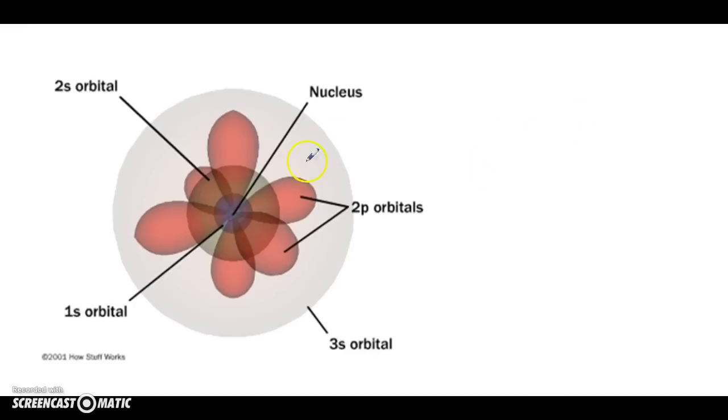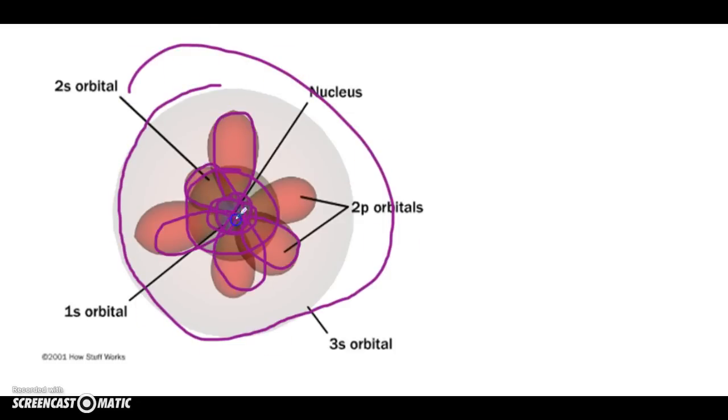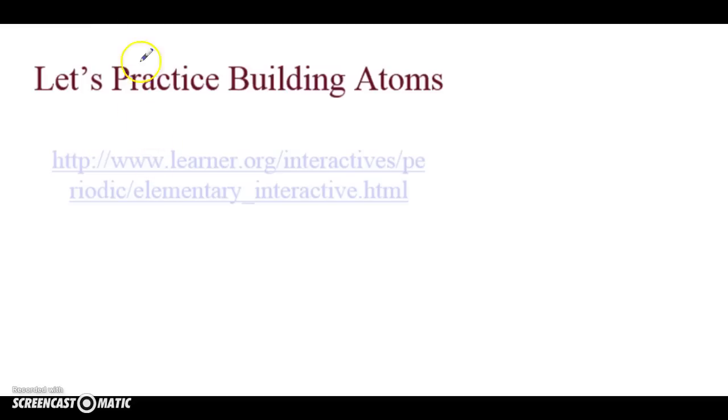Here's a very cool visual. You have the 1s, 2s, 3s, and then you have the p's. I love this visual. It's just a good visual. And then of course you have your nucleus in the middle. All right, so we are going to practice building atoms.